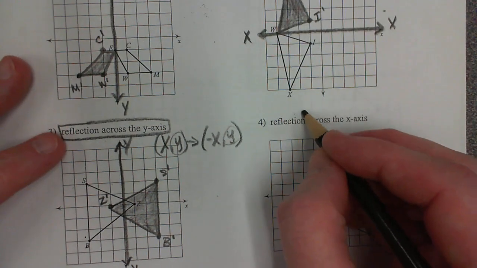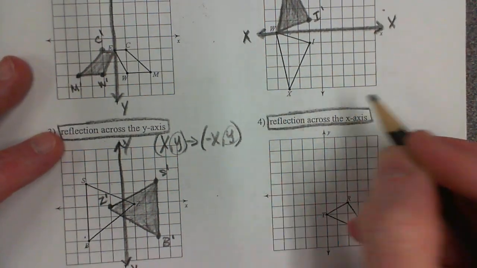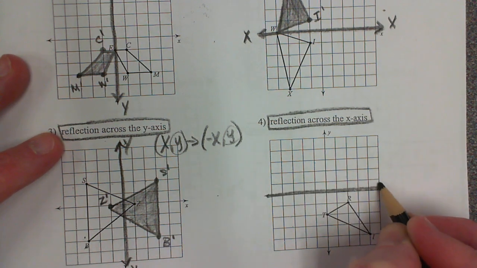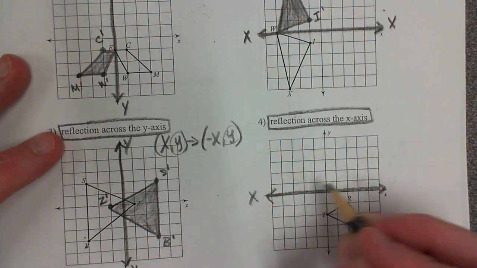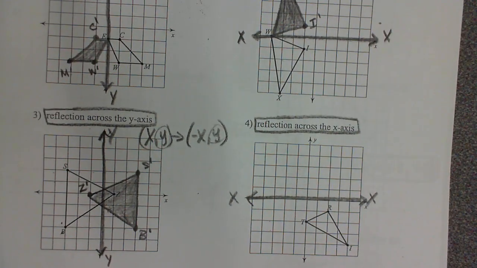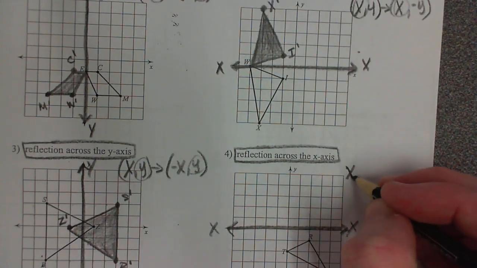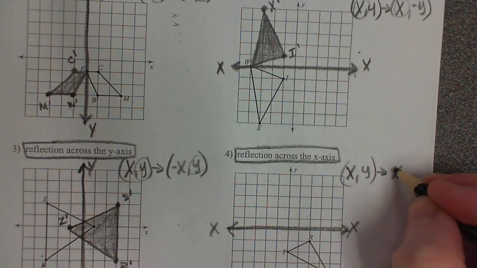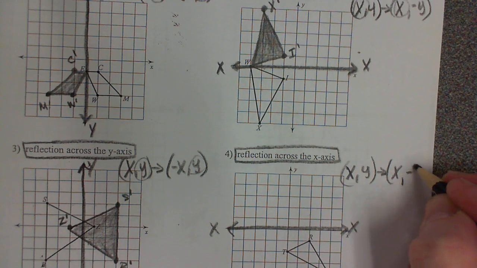Number 4, we're going to reflect across the x-axis. Okay? So I'm going to bold the x-axis. And you're going to write the rule for reflecting over the x-axis. x comma y. Nothing happens to the x value. It stays exactly the same. The y gets the negative.